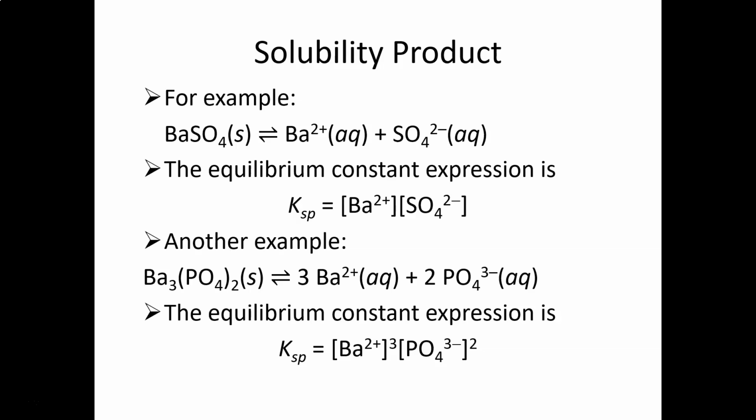Another example involves barium phosphate dissolving into barium ions and phosphate ions. And you can see here too, by writing the solid as the reactant, we don't have a fractional form in our solubility product expression. But other than that, it's the same idea that we're writing equilibrium constants being equal to products raised to their stoichiometric coefficients divided by the reactants, which in this case is a solid and 1.